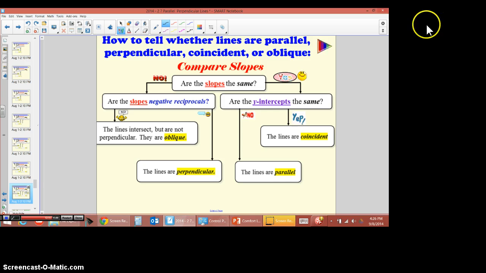So right here, I ask myself, are the slopes the same? Yes. Okay. Are the y-intercepts the same? If they're not the same, then they're parallel. If they are the same, then it's on top of each other, and that makes them coincident.